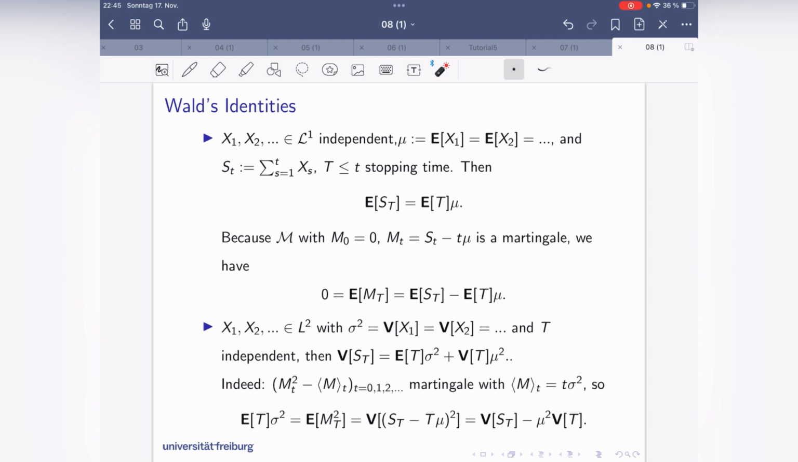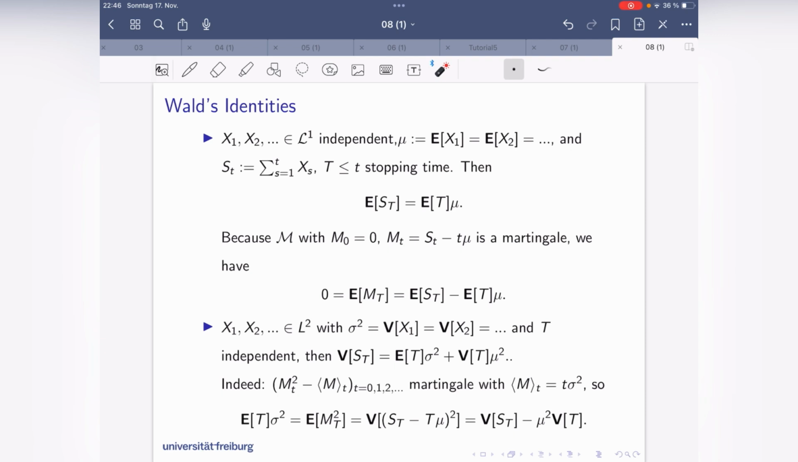Why is that? M_t equals S_t minus t times μ is a martingale. And since this is a martingale, and T here is a bounded stopping time, we can use the optional sampling theorem in order to see that the expectation of M at random times is also 0, which shows this thing here. And M at time T, that must be S_T minus T times μ, because that's just how it is defined. And we are done.